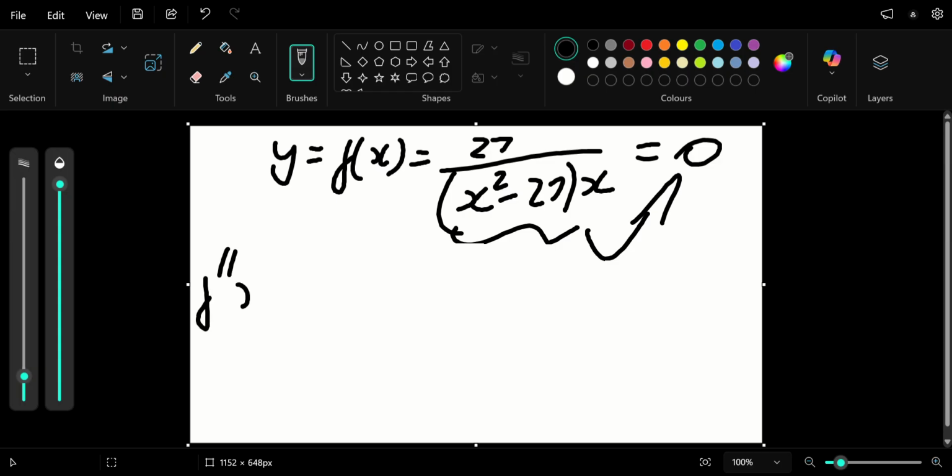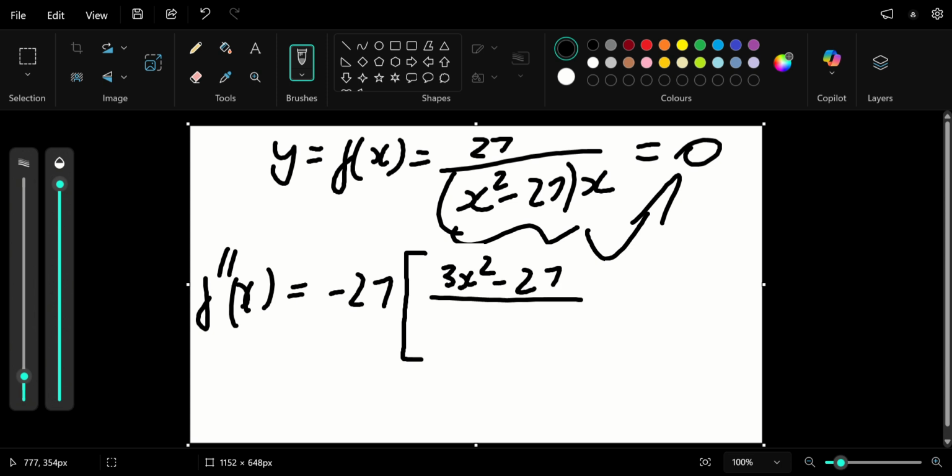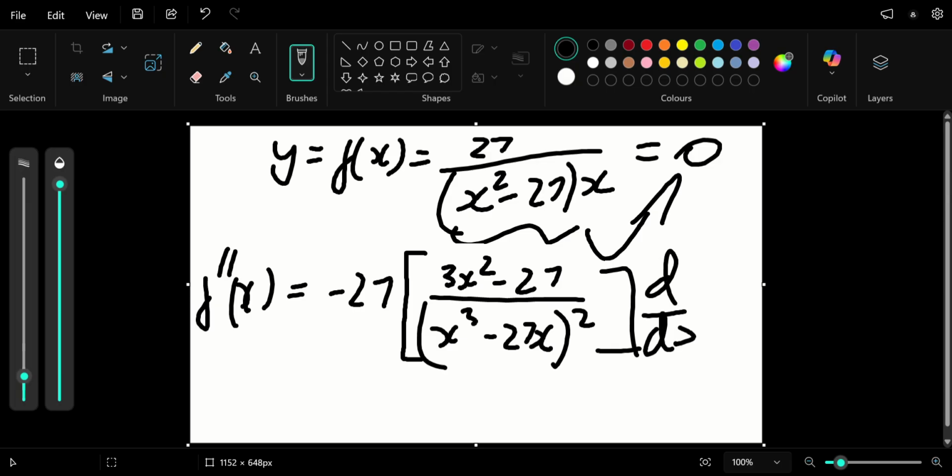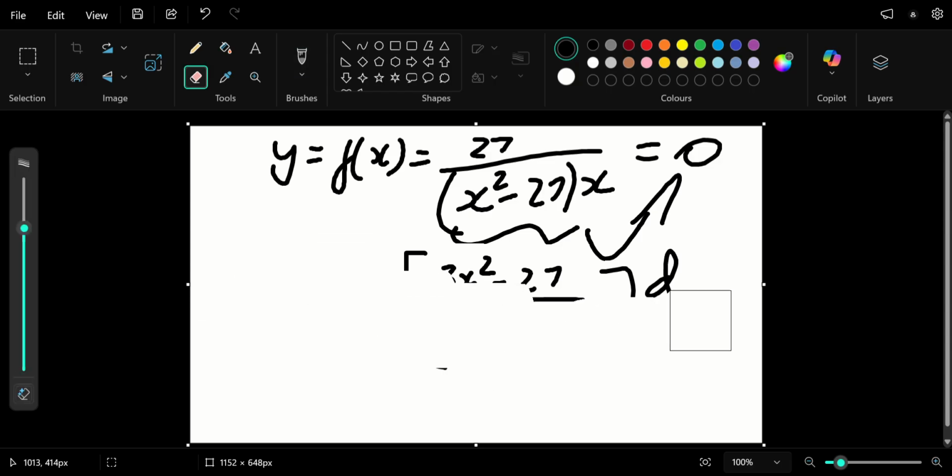So let's run through the quick calculation for the second derivative. That being, we can take out the minus 27 from the first derivative, and all we have to differentiate now is 3x squared minus 27 all over x cubed minus 27x squared. This is step 1. If you got here, good job.